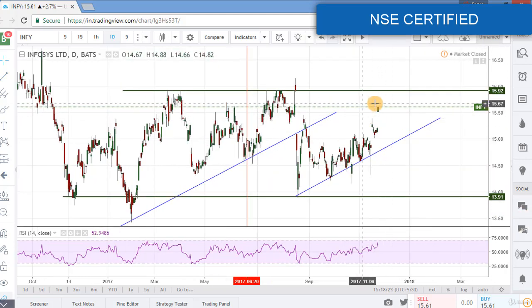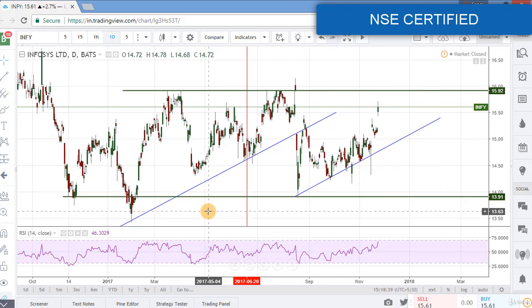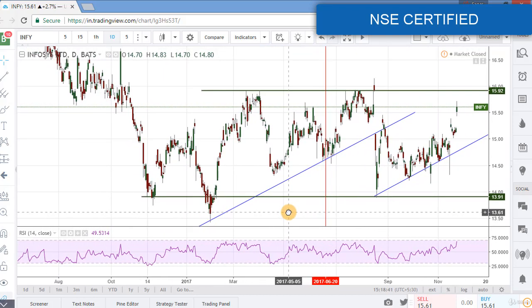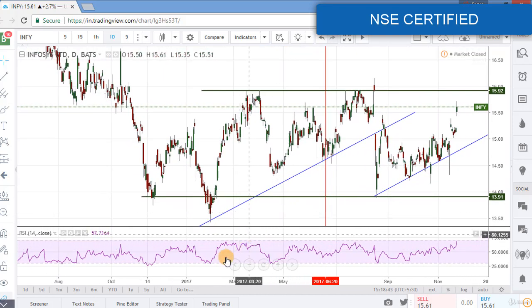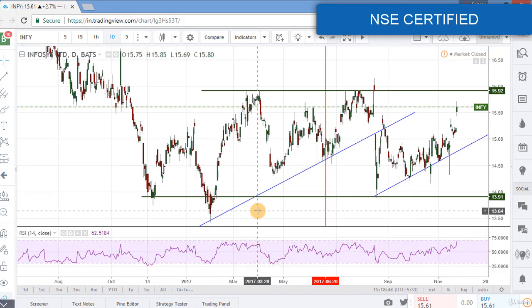But as it is near its resistance line, we will not buy the stock. It can come back to the extent of trend line, or after touching this line, it can come back to the support line. You can see here RSI, as the stock is in range, RSI is not going in oversold range and overbought range.